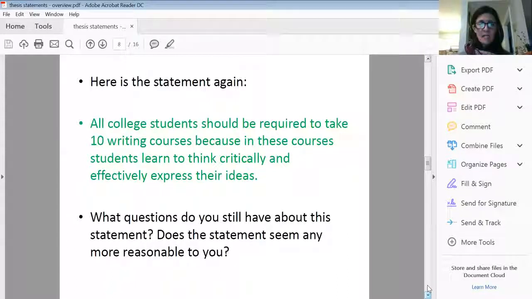Now here's that same statement again. All college students should be required to take 10 writing courses, point of view, that's my opinion. Because, that's the reasoning. In these courses, students learn to think critically and effectively express their ideas. What questions now do you still have about this statement? Does the statement seem any more reasonable to you? Are you going, great, I'm on board? If not, as a reader, you may want more information.